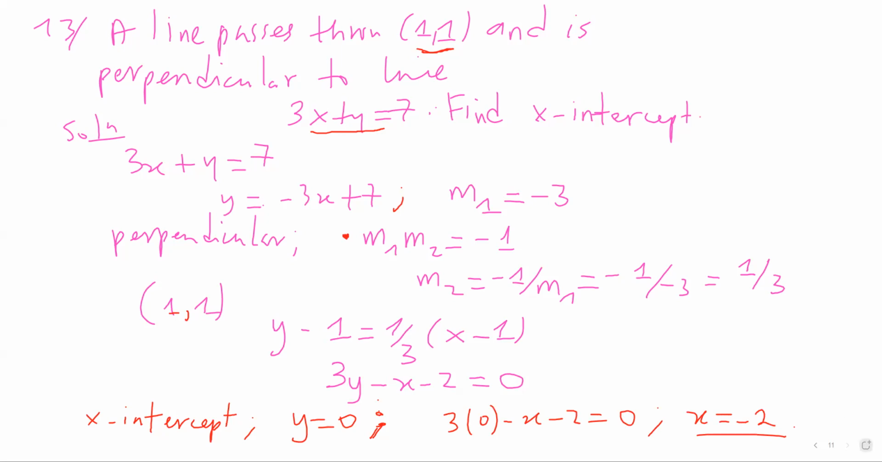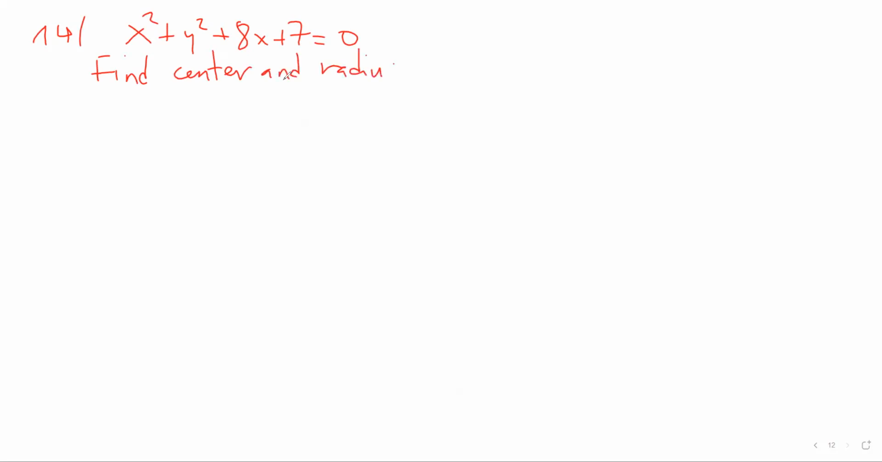The next one, which I say is 14, is to find the center and the radius. So if you are given x squared plus y squared plus 8x plus 7 is equal to 0, find the center and radius. Solution.